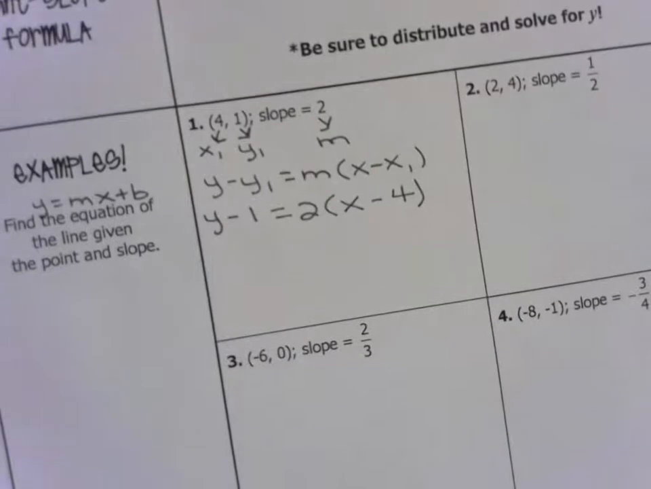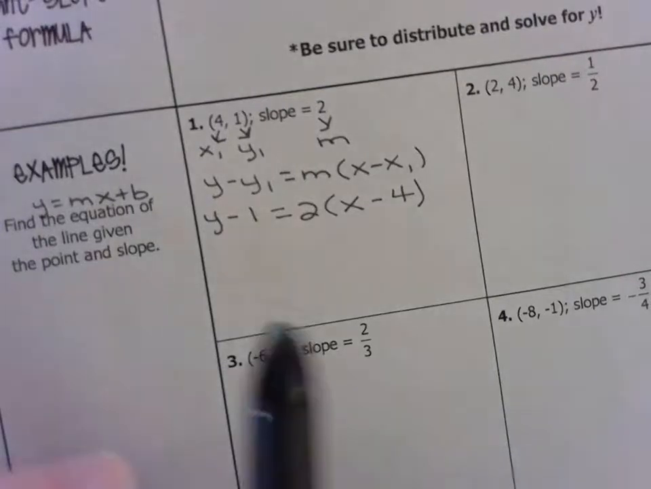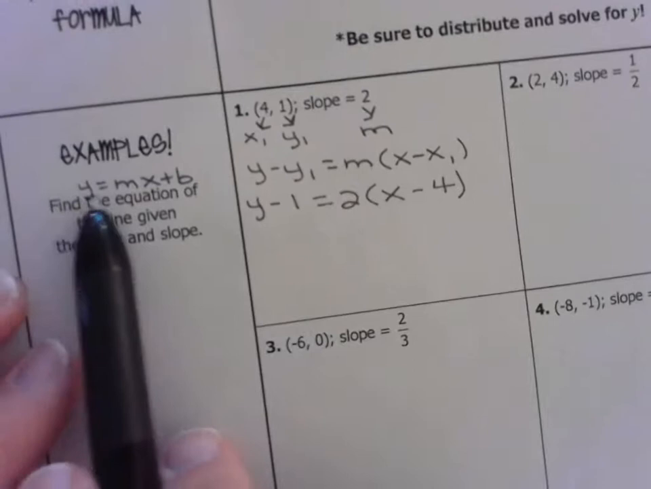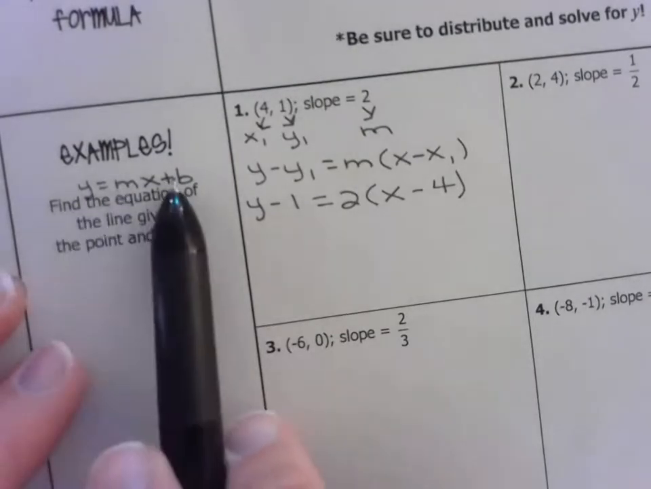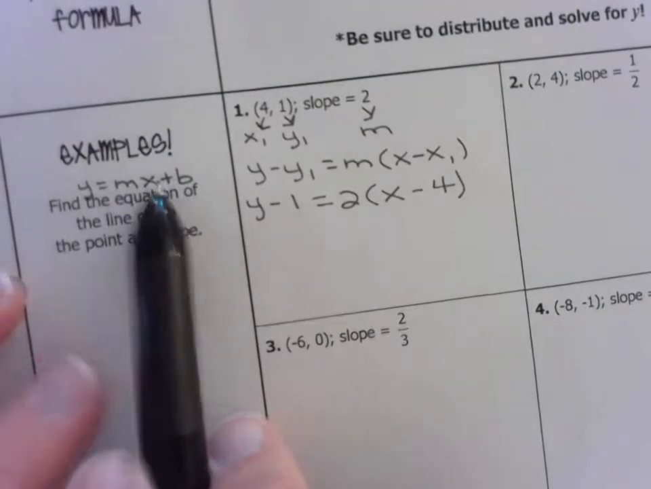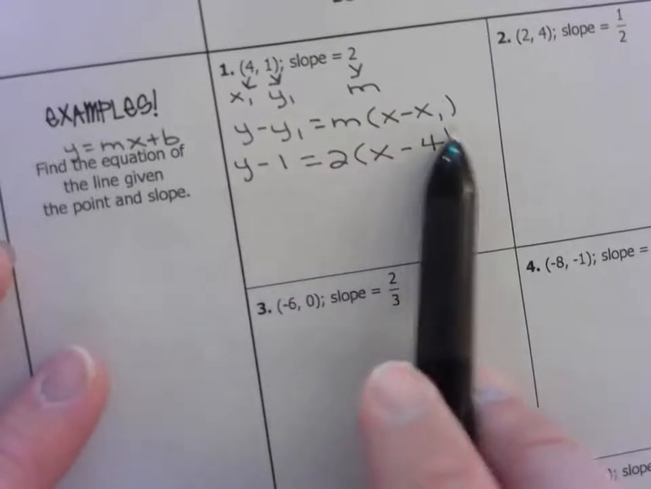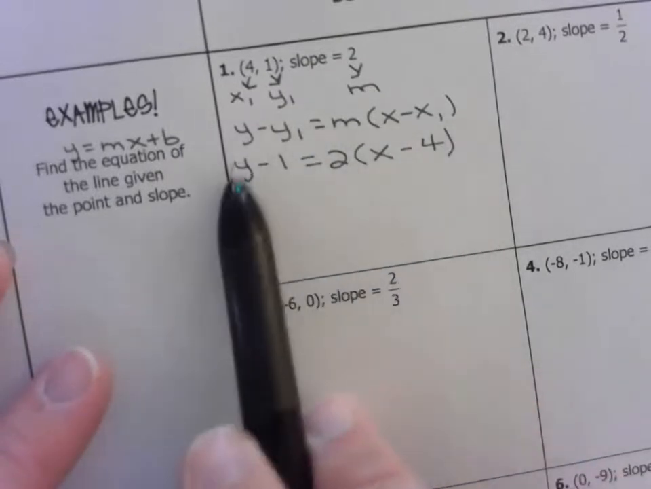All you're doing is you're taking your ordered pair, plugging it in for x1 and y1. Make sure you get the x and the y in the right spot. And then you're taking your slope and you're plugging it in for m. Now, I want to get it in slope-intercept form. So I want to get y alone. Use common sense. If I want to get y alone, what should I do first to simplify this?